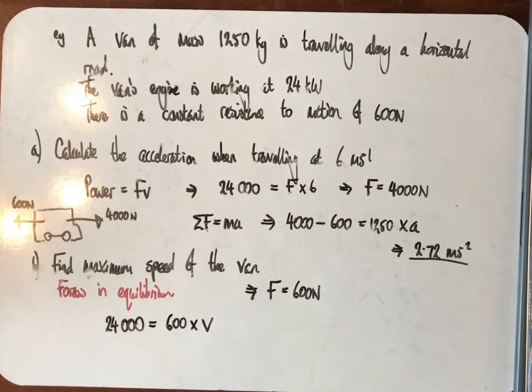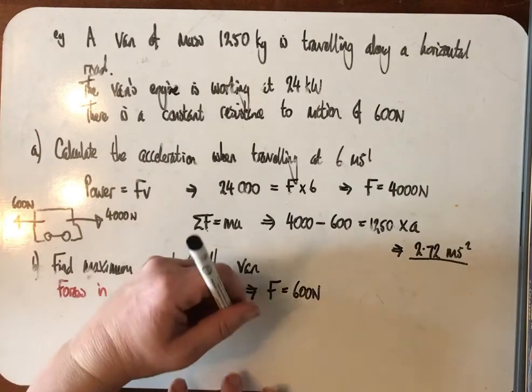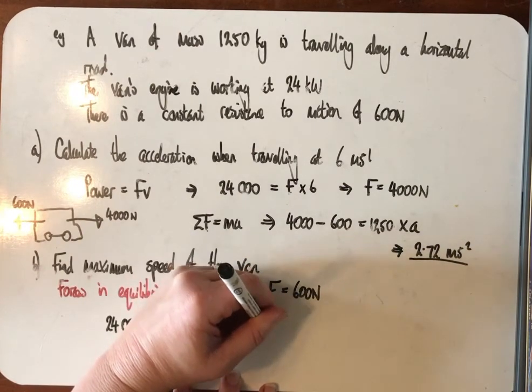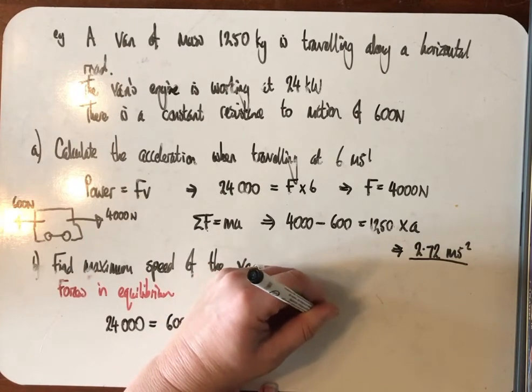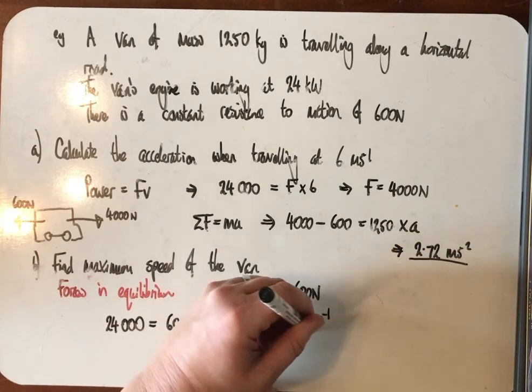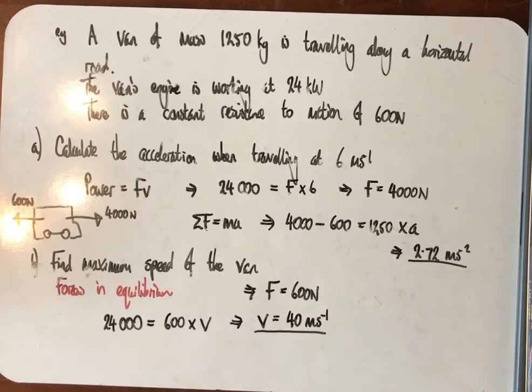times v. So it's still working at the same rate, but because this force is lower, it makes the velocity higher, and this gives you v as being 40 meters per second. So you could convert that into miles per hour if you wanted to. I think it comes out about 90 miles per hour if you did a quick conversion on that. You can times by 2.25, that works quite well.